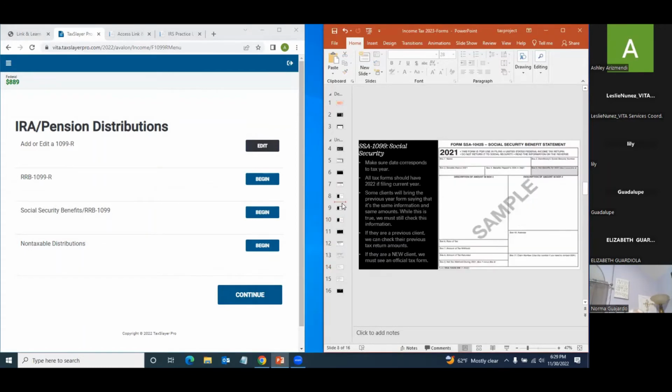And the other form we're going to go over, I know we have the SSA form, but I didn't put the numbers on there, so I'm going to go ahead and just give you the numbers. On this IRA pension distribution, we're going to click on Social Security Benefits RRB 1099 and begin.